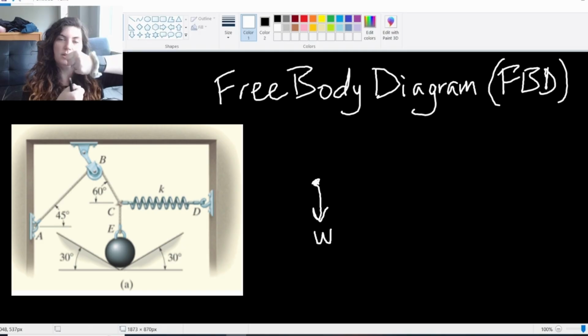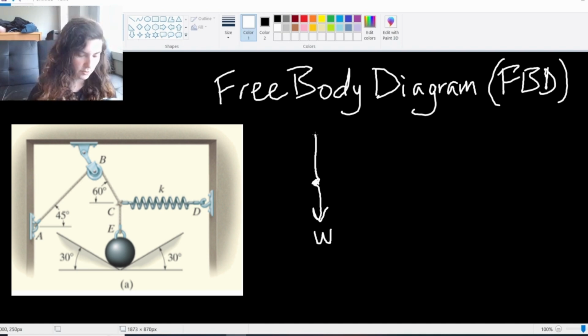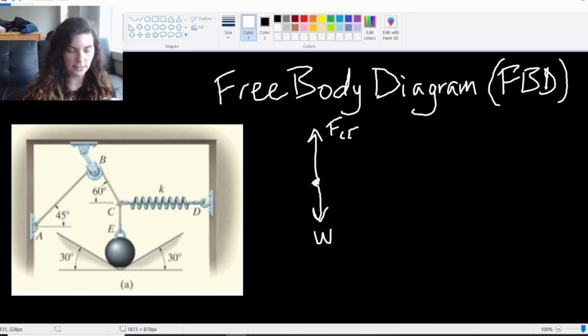There is force being pulled through that rope that is holding up the ball in this chain through the pulley and the spring and attachments to the wall. There is force in that cable. I'm going to call it FCE, representing the cable between C and E.